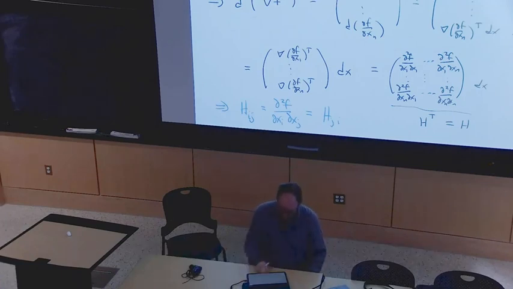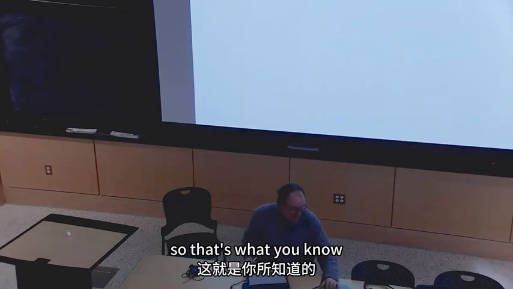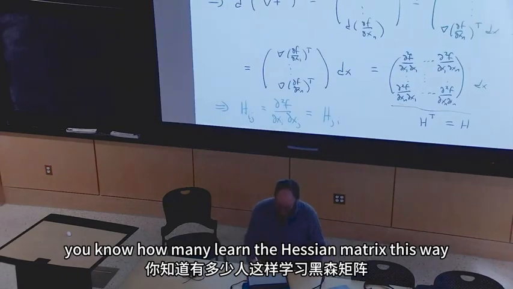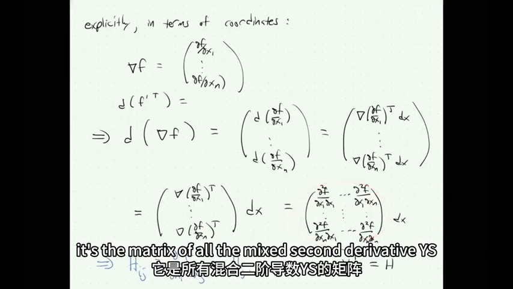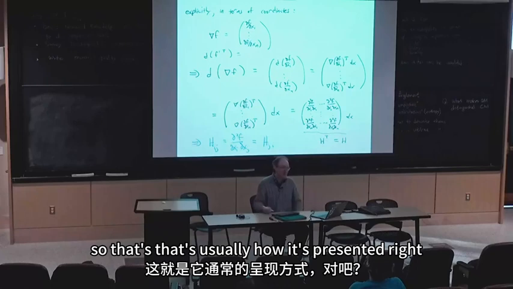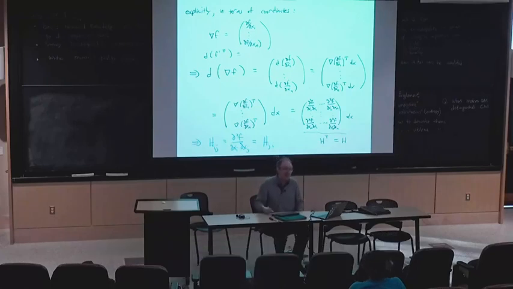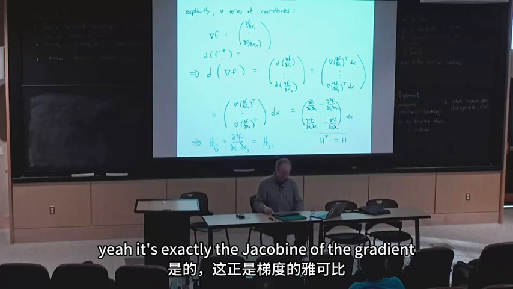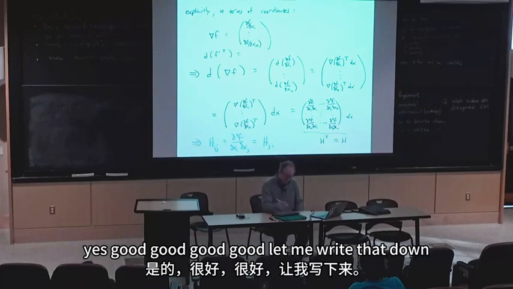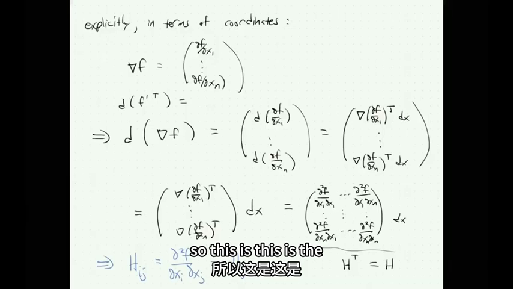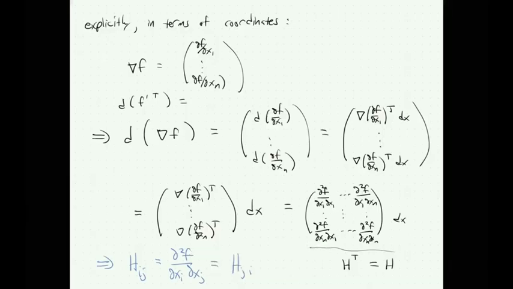Okay, so that's how many learn the Hessian matrix this way. It's basically the matrix of all the mixed second derivatives. That's usually how it's presented, right? Yes? Can you just conclude that it's the Jacobian of the gradient in a way? Yeah, it's exactly the Jacobian of the gradient. Yes, good. Let me write that down. So this is the Jacobian of the gradient, exactly.